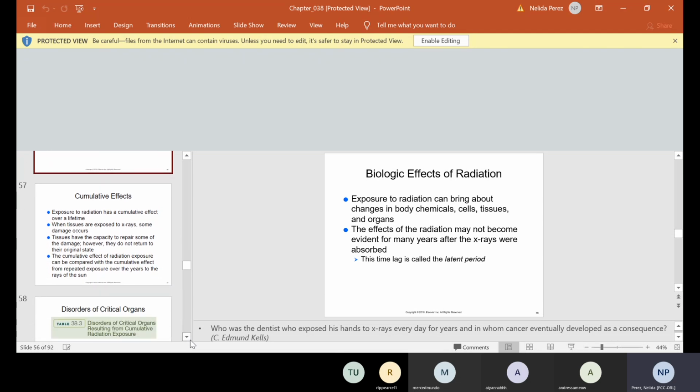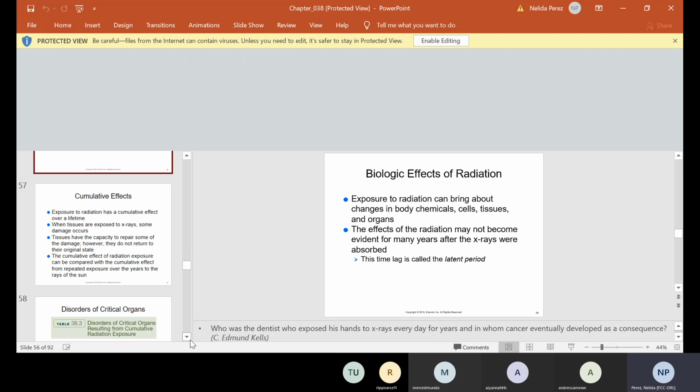Let's move on to biologic effects of radiation. So exposure to radiation can bring about changes in body chemicals, cells, tissues, and organs. The effects of radiation may not become evident for many years after the x-rays were absorbed. This time lag is called the latent period. This is another one of your terminologies, okay?